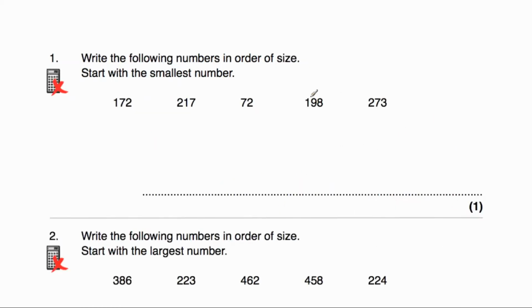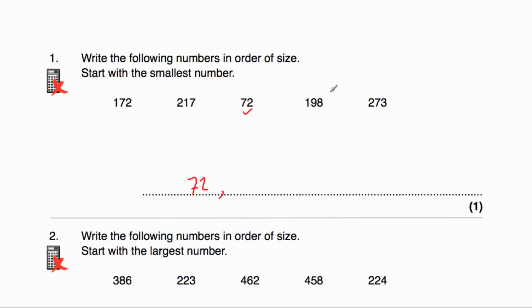Okay, let's get started. Question 1 says, order the following numbers in order of size, start with the smallest number. That's very important, you know which one you're starting with, so the smallest number. The numbers we've got are 172, 217, 72, 198 and 273. So the smallest number is 72. So we've done that one.